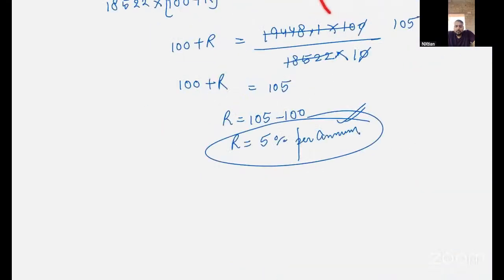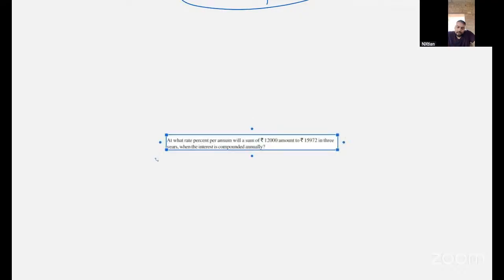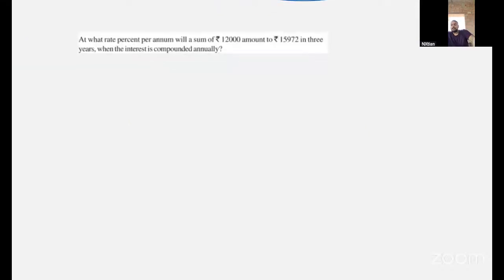Okay, so now we'll do the 33rd question. At what rate percent per annum will a sum of 12,000 amount to 15,972 in 3 years when the interest rate is compounded annually? So we have to find what the rate will be.